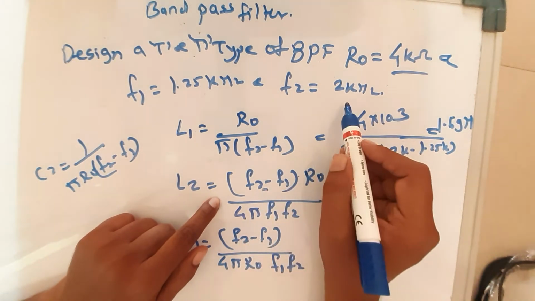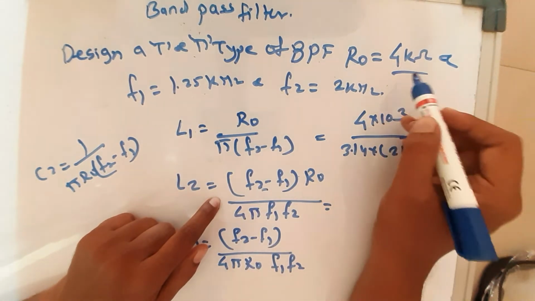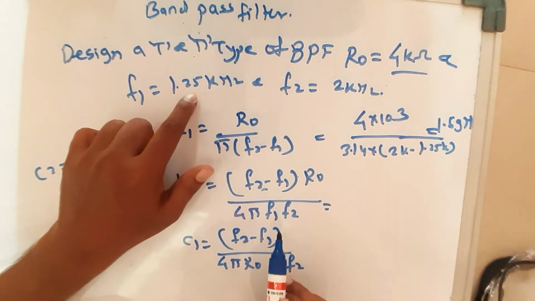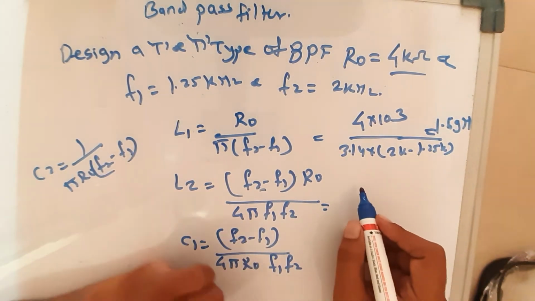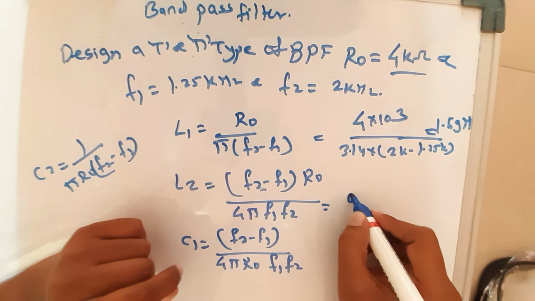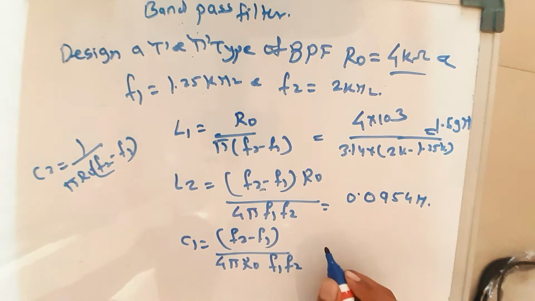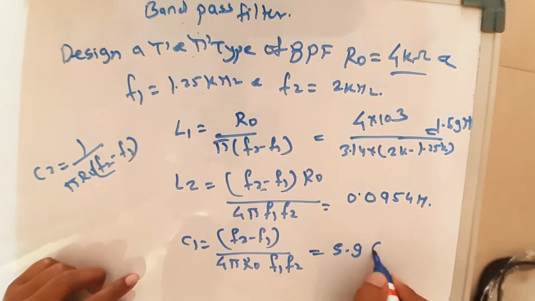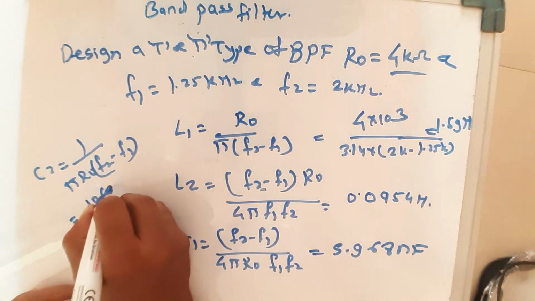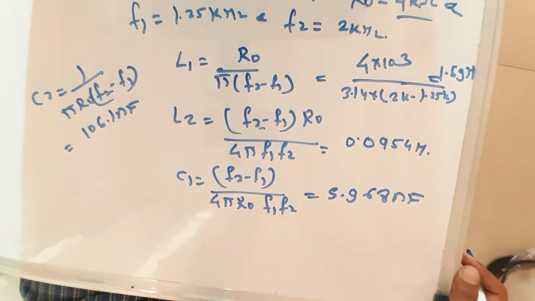F2 is 2 kilohertz, F1 is 1.25 kilohertz, R0 is 4 kilo ohm, divided by 4 into 3.14 into F1 F2, that is 1.25 kilohertz into 2 kilohertz. So we will get the value of L2, that is 0.0954 Henry. Similarly C1 5.968 nanofarad and C2 equal to 106.1 nanofarad. So this is the value of C1, C2, L1, L2.